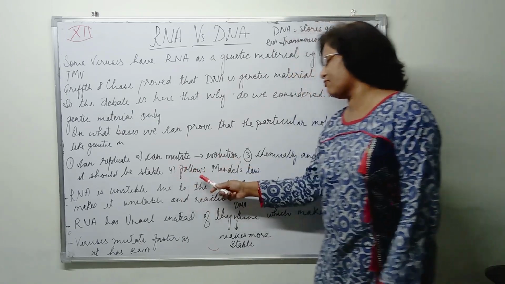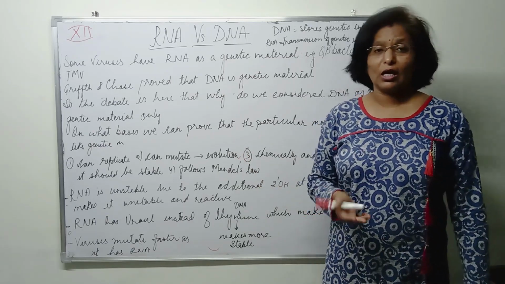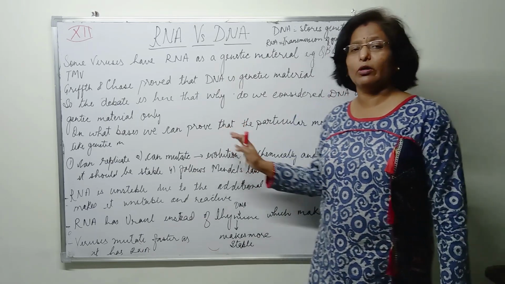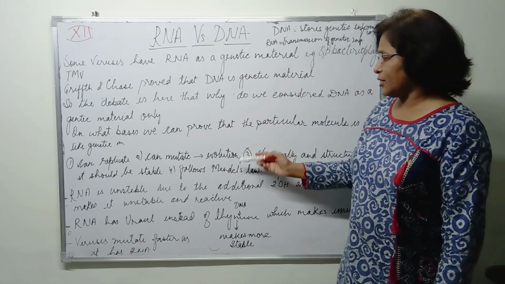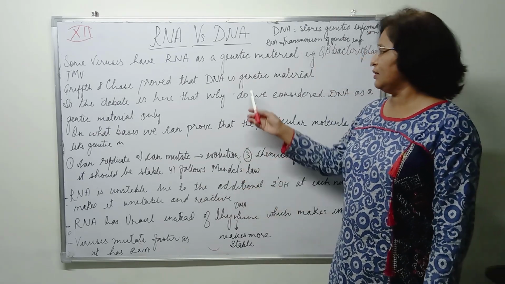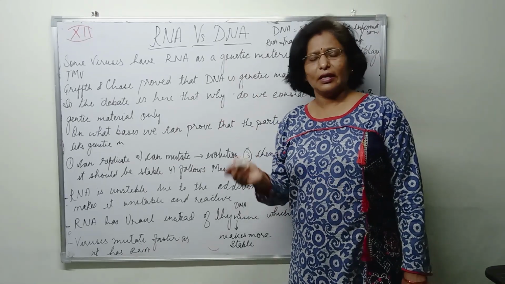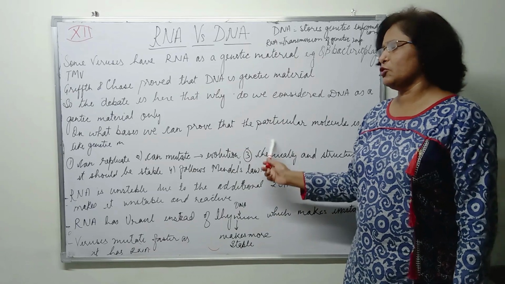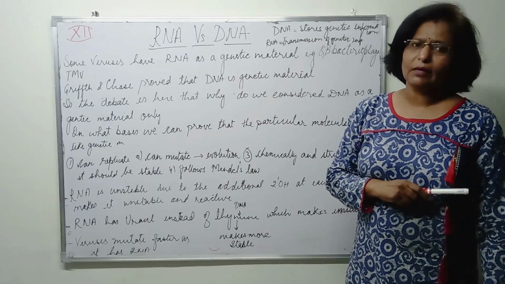Then the fourth one, it follows Mendel's law. This is a very important law: the law of dominance, the law of segregation, and how they maintain their ploidy. So all these characters should be there in a particular molecule, and then it becomes a genetic material. All these 4 criteria are followed by DNA, as different scientists have proved. But RNA does not show all these characters. That's why it does not act as a genetic material.